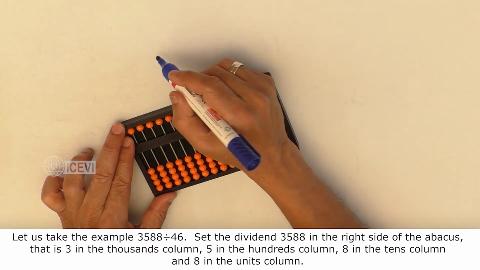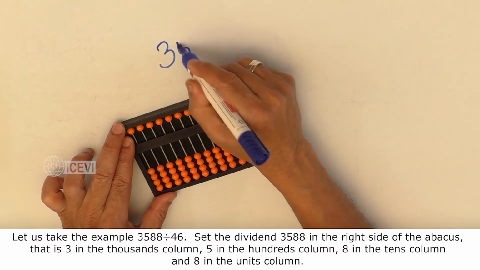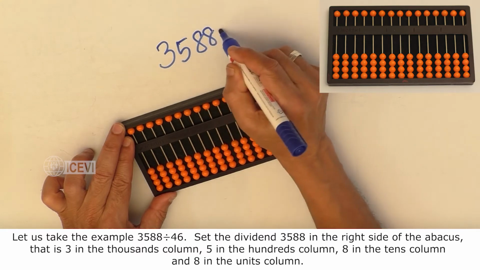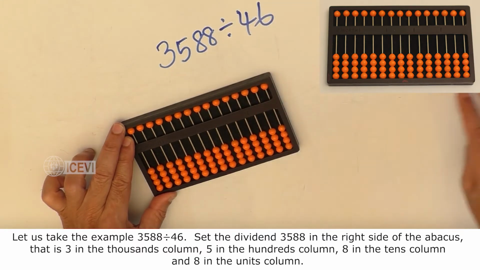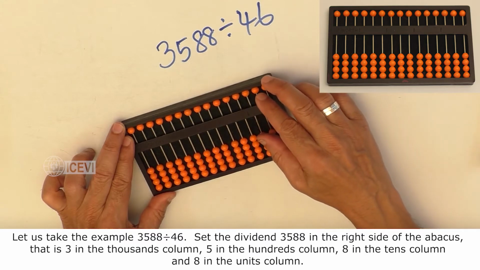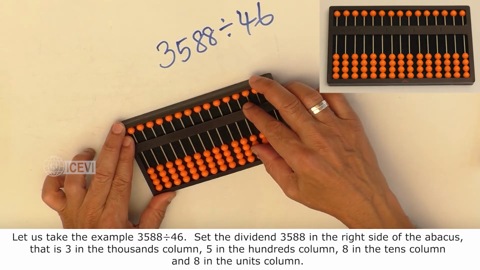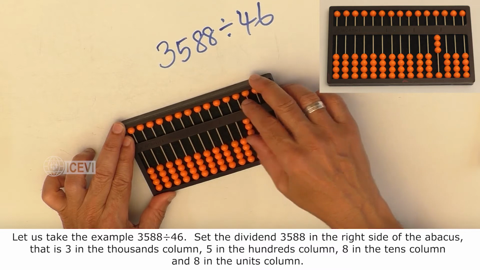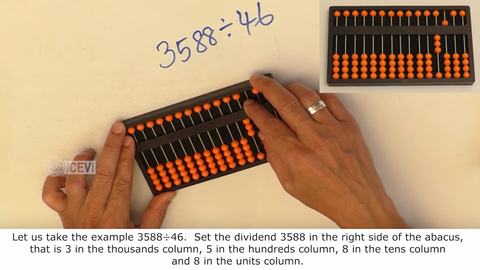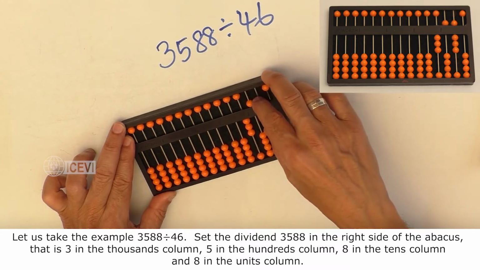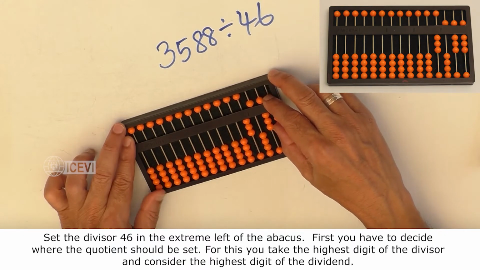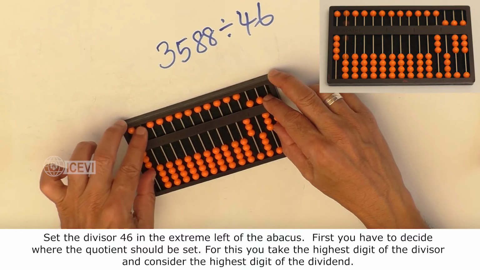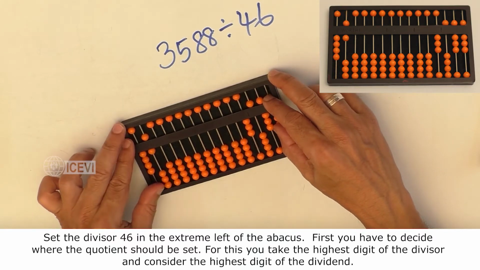Let us take the example 3588 divided by 46 again. Set the dividend 3588 in the right side of the abacus, that is 3 in the thousands column, 5 in the hundreds column, 8 in the tens column and 8 in the units column. Set the divisor 46 in the extreme left of the abacus.